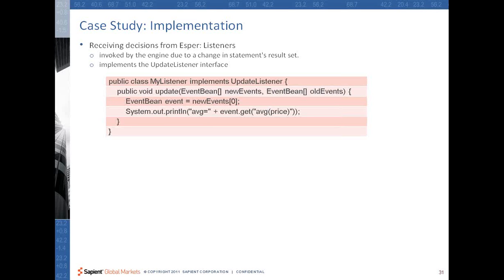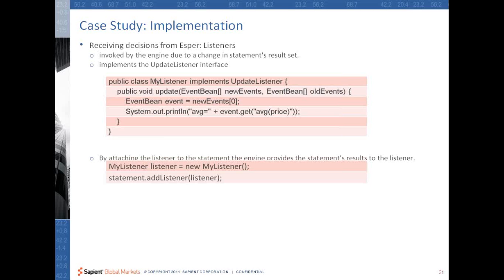The interesting part over here is the UpdateListener. This is an interface which provides a method called update and is invoked by the Esper engine whenever there is a change in the statement's result set. So whenever I want to post any result set to the listener, I will use this listener to do that work for me. All I have to do is create a listener and attach it to the statement.